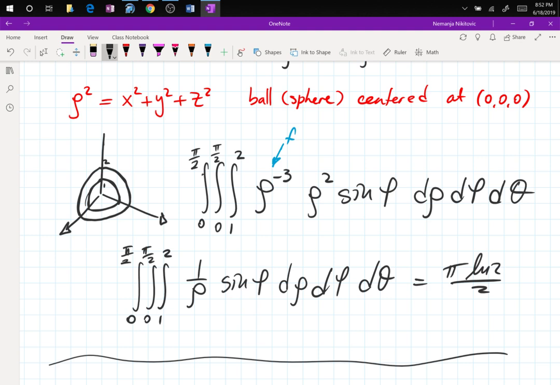Are you ready for the ice cream cone? I'm sorry? Did we already do that with cylindrical coordinates? Yes. Now we can do it also with spherical.